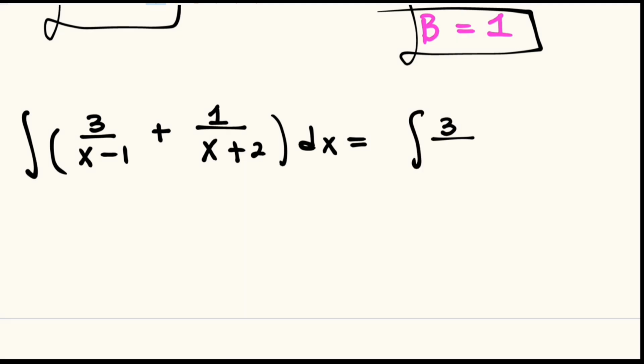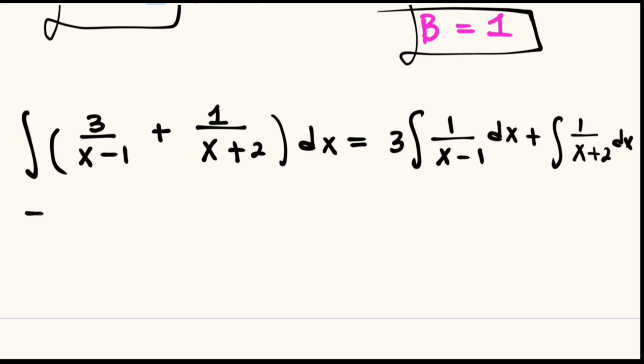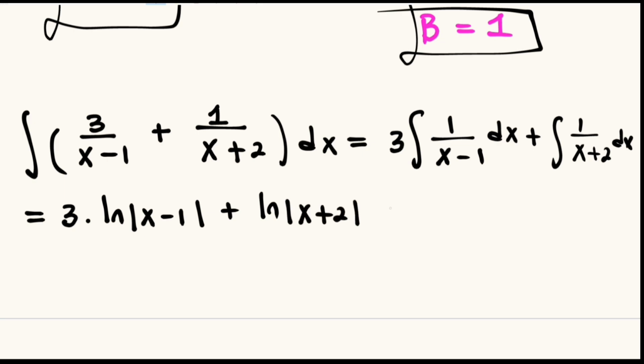So we have the integral of 3 divided by x minus 1 dx. We can push the 3 out of the integral since it doesn't affect the integration process. We have plus the integral of 1 divided by x plus 2 dx, and this will be equal to 3 multiplied by the integral of 1 over x minus 1, which is ln of x minus 1, plus the integral of 1 divided by x plus 2, which is ln of x plus 2, plus c.